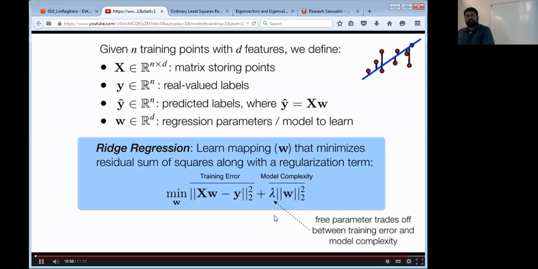Note that lambda in this equation is a free parameter that trades off between the importance of training error and the importance of the complexity term when choosing a good model. When lambda equals 0, we're back in the standard linear regression setting when we don't care about model complexity. In contrast, for very large values of lambda, we're prioritizing model complexity over training error.